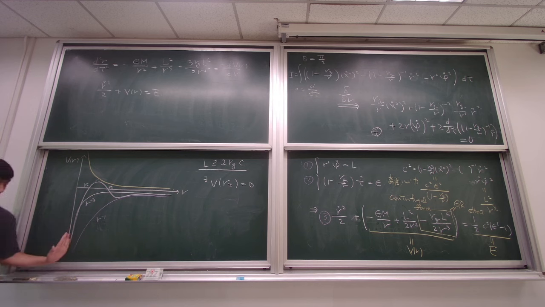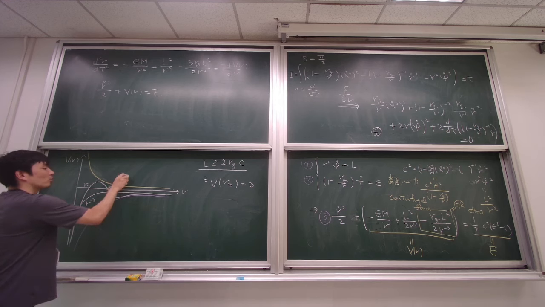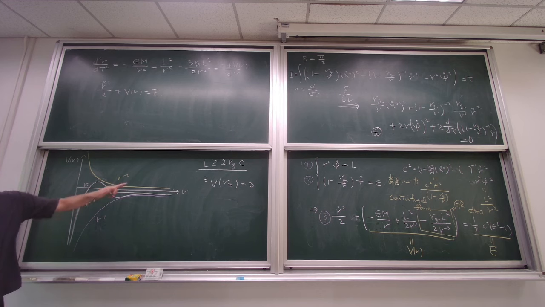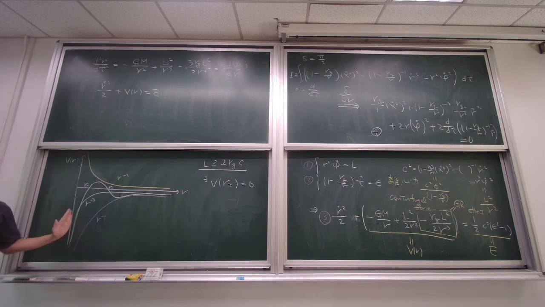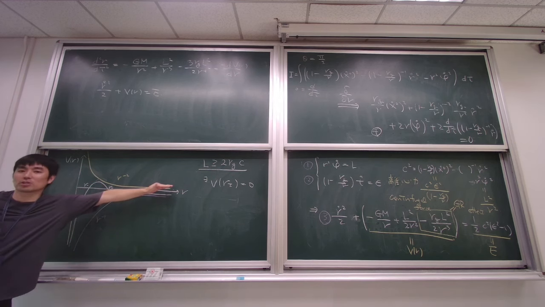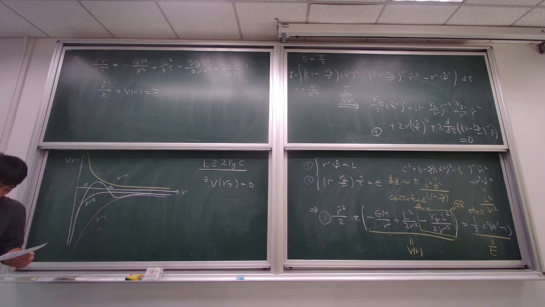So first the dominant part is R to the minus 3, and then R to the minus 2 starts contributing. And if the angular momentum is greater than this value, B of R becomes positive, and then becomes negative, and then crosses to go to 0. So that's it, like this.